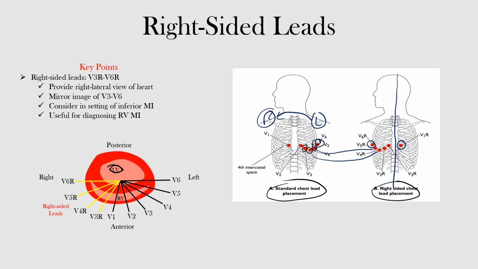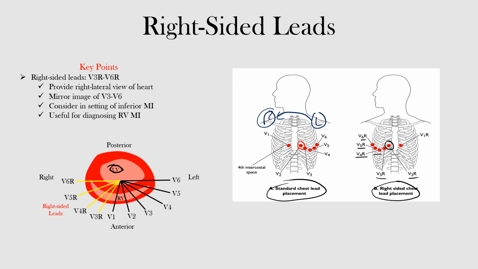Then we have V2 here on the left side, and on the right side it's going to be here. So that's V2R. Then V3R, V4R, V5R, and V6R. Notice how they're simply mirror images of the normal standard precordial leads. So again, the right-sided leads V3R, V4R, V5R, and V6R are simply mirror images of V3, V4, V5, and V6 respectively. Now, just a few clinical points here.